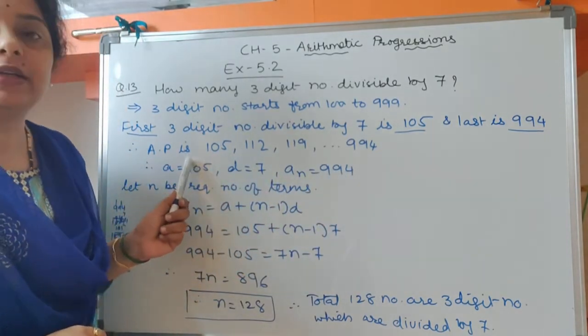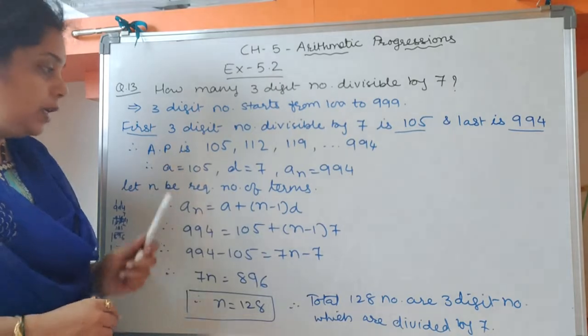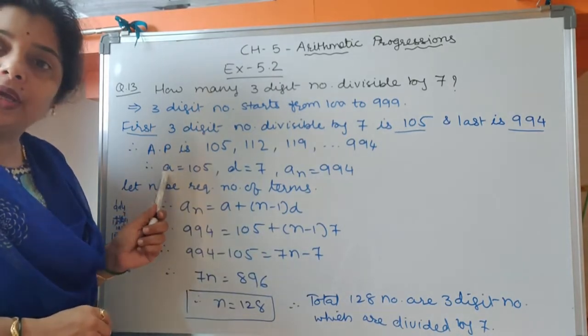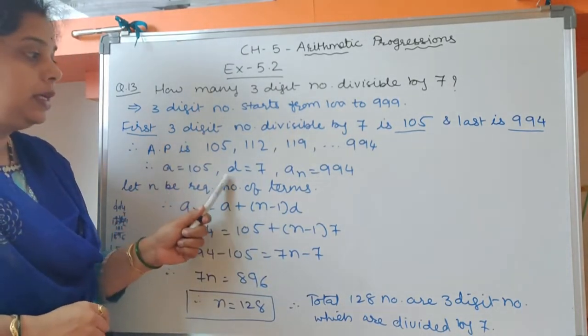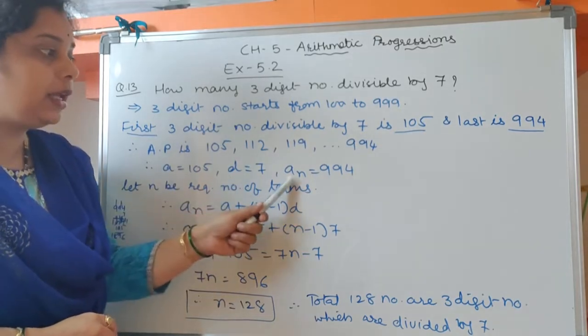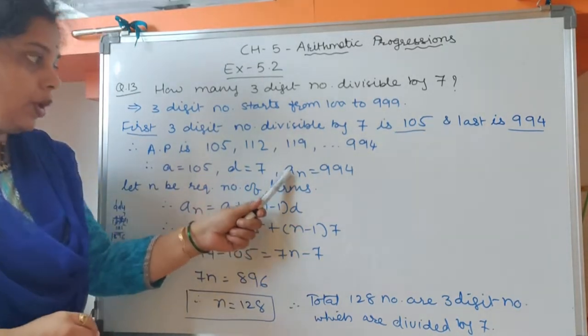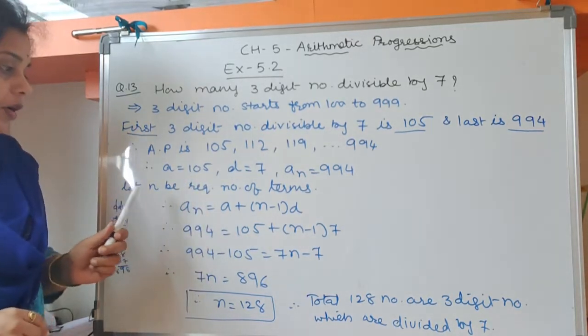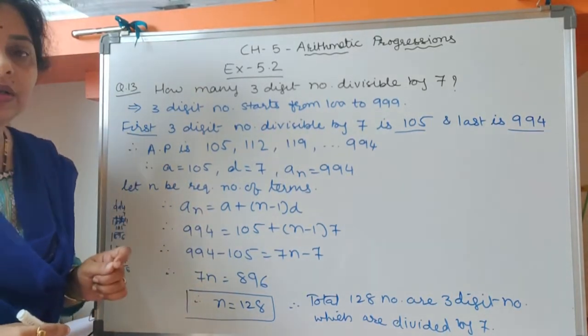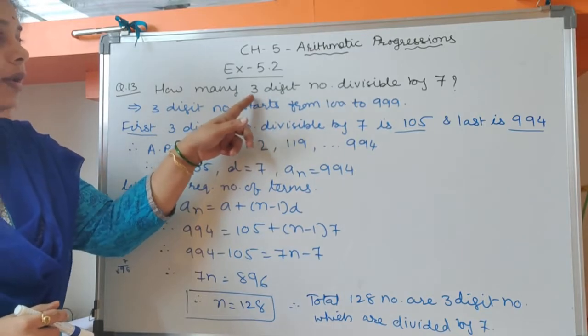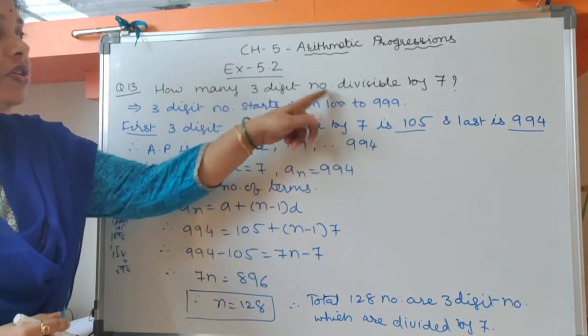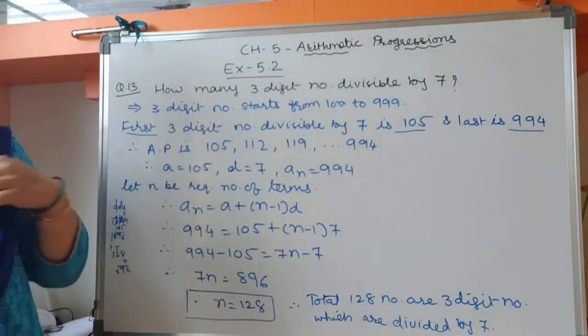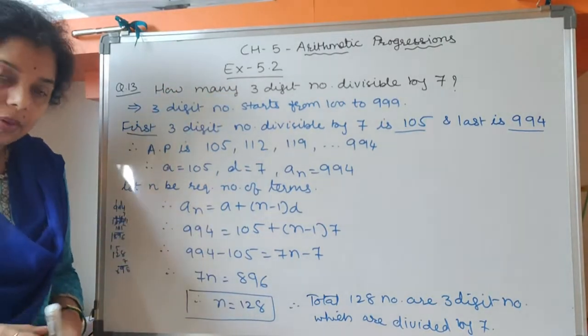So once we get the AP, we can easily find out the value of a, the first term, d, the common difference, and an, the last term. By using these three values, we can find out the total number of terms, small n, which are divisible by 7 and are 3-digit numbers, right?